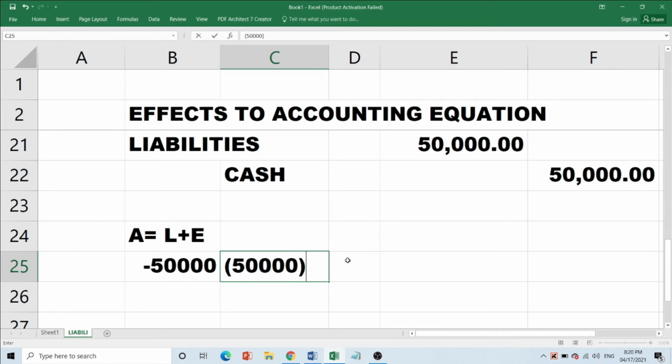May effect po ba sa ating equity? Wala. Walang naging effect sa ating equity dahil hindi naman siya apektado sa transaction na ito. Equal po ba? Yes. 50,000 nag-decrease si assets at nag-decrease naman si liability ng 50,000. So, correct po siya. Hopefully, nasusundan po ninyo ako.